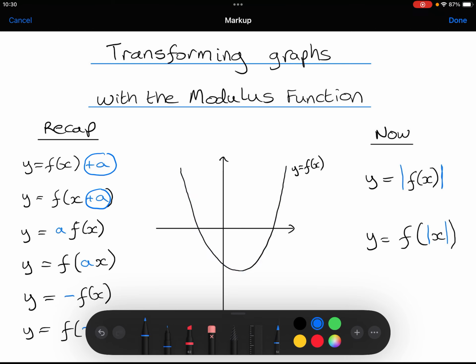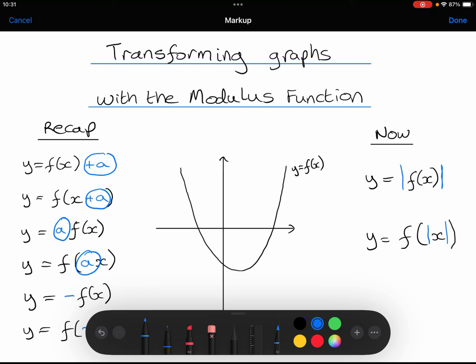Next, if I've got an a at the front there, that's multiplying the function. It's multiplying all the y coordinates by a. So the effect that's going to have is it's going to stretch this graph out by a scale factor of a in the y direction. So it's going to look something like this.